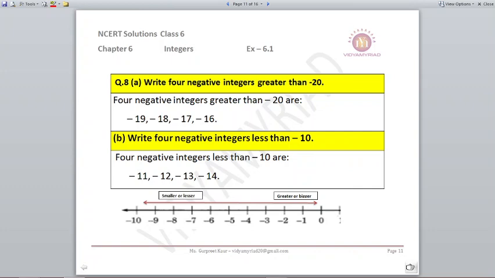On the other side, if I take the plus numbers, I will take the right hand side of 0, that is 1, 2, 3, 4, 5, 6. You know that 10 is a bigger number, 1 is a smaller number. So what is the concept over here? In the plus numbers, as you go far away, moving towards the right, numbers start getting bigger. As you are closer to 0, the number is smaller.